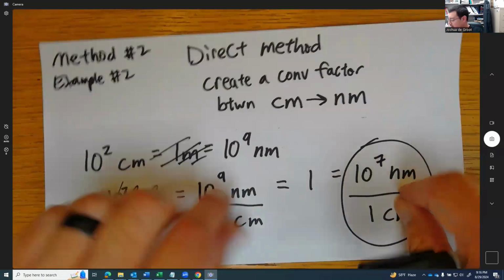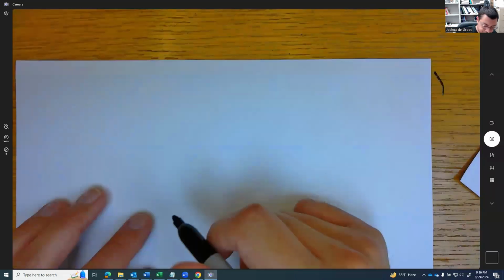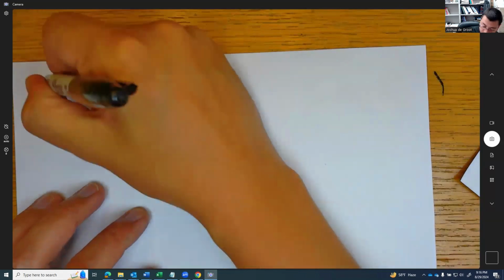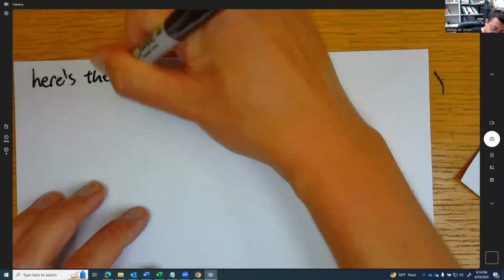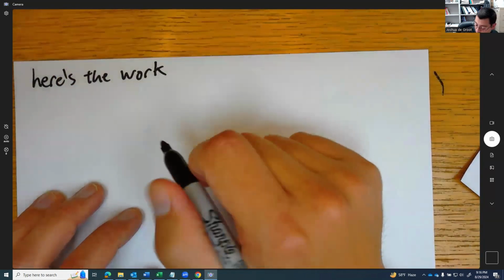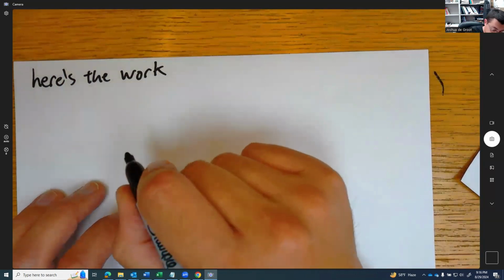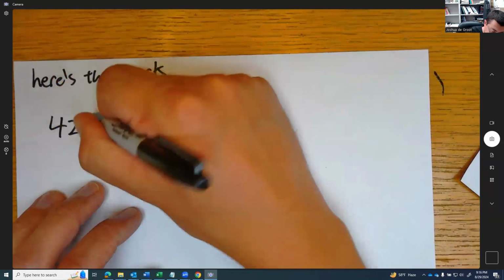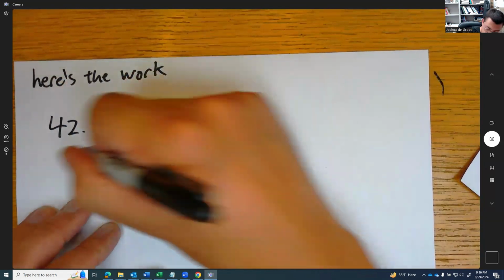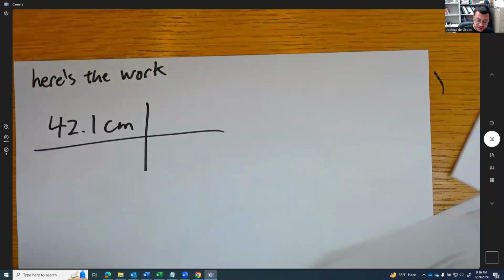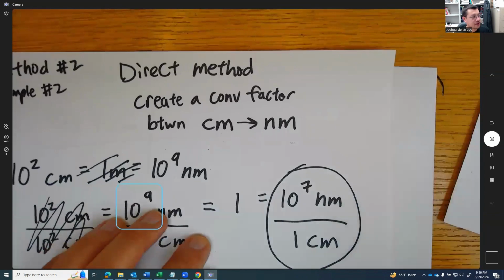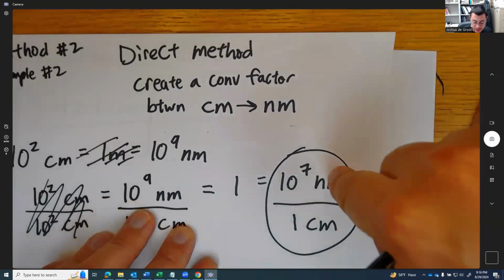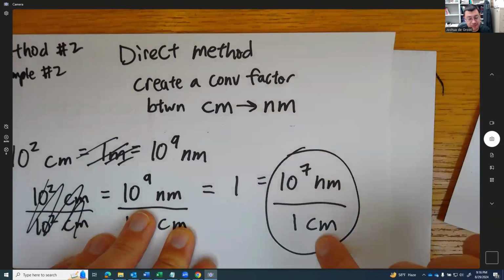Okay. All right. Let me show that. Gotta prove it. All right. So here's my work. I don't know why I just wrote that. Whatever. Okay. So we're going to go direct. We started out with 42.1 centimeters. And now that we have this nifty piece of information, and even nicer, this was just, I guess, lucky maybe, but we have the nanometer part on the top and the centimeter part on the bottom just the way we need it.